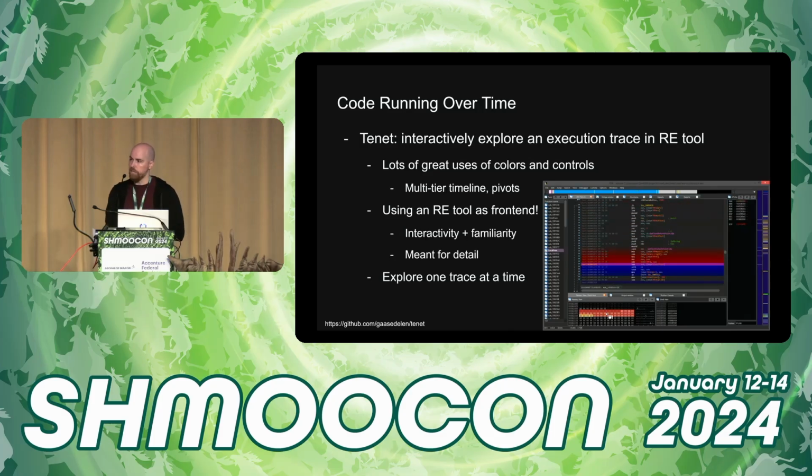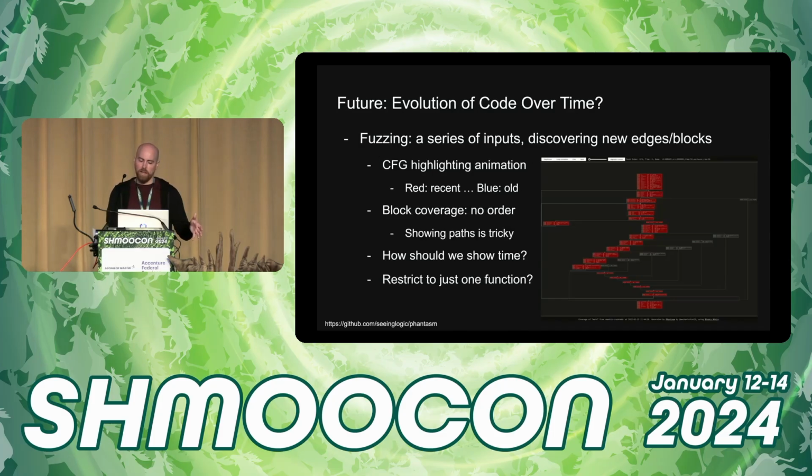So the next question is, how do we explore multiple executions? Naturally, I thought of fuzzing, because I've done a lot of fuzzing work. A fuzzer runs the target multiple times, and it's going to discover new code as it runs. So let's show how it discovers new code. This is something that I wrote. It's a proof-of-concept animation, because I thought, well, I'll just animate it.